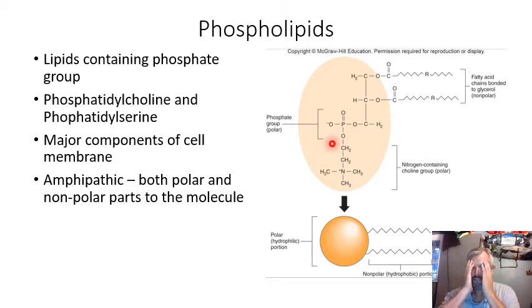So when we look at the cells, when we start doing membrane transport, we're going to be looking at phospholipids and some of their characteristics. But again, remember there is a polar and a nonpolar side to these phospholipids.